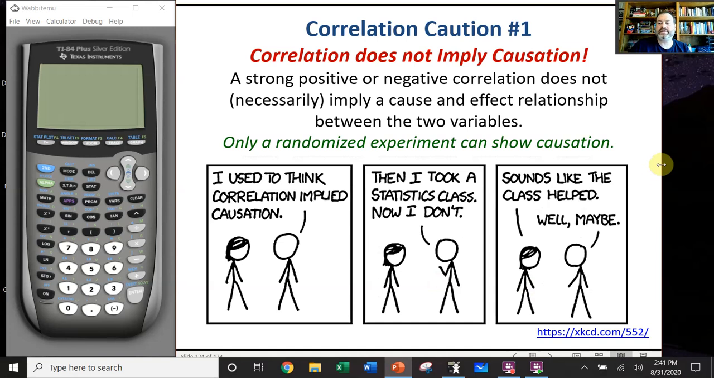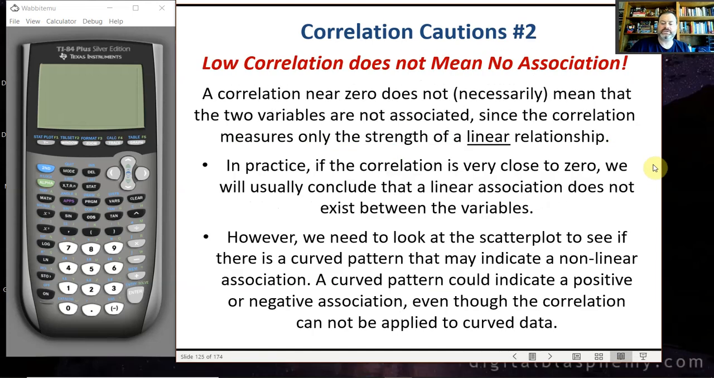Now we have other cautions, other correlation cautions. The second correlation caution is that low correlation does not mean no association. This is the hardest one to understand in general. Because you might think a correlation near zero means that there's no association, but that's not true. I've seen studies where there is an association and the correlation is really, really close to zero. Correlation measures only the strength of the linear relationship.